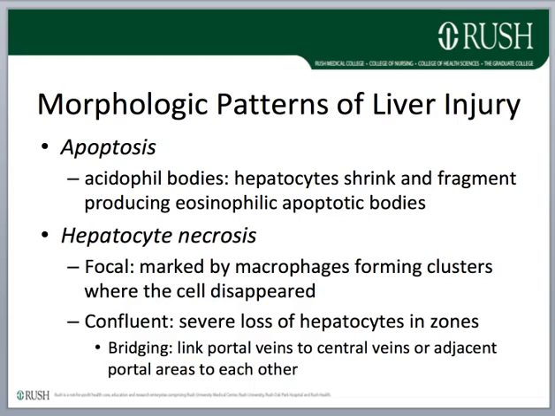Now, the other type of necrosis is hepatocyte necrosis, which can either be focal, and usually this is marked by the accumulation of macrophages where the cell disappeared, or it can be confluent, involving larger areas of hepatocyte necrosis, and you see loss of hepatocytes in zones.